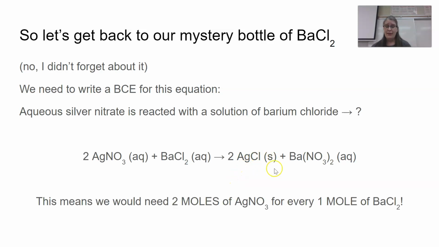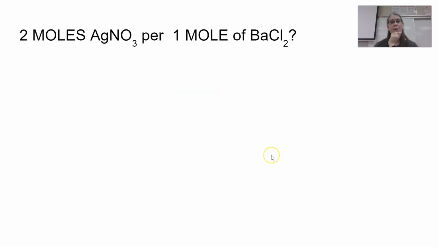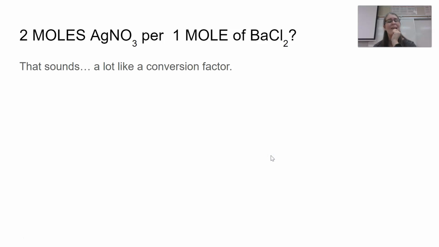That means now that I know that these coefficients are a mole ratio, I could read this to say that I need 2 moles of silver nitrate for 1 mole of barium chloride. 2 moles of silver nitrate per 1 mole of barium chloride. You know what that sounds like? That sounds like a conversion factor.